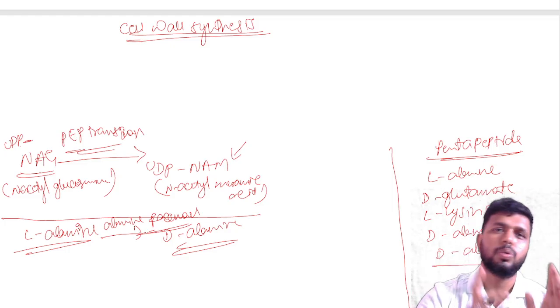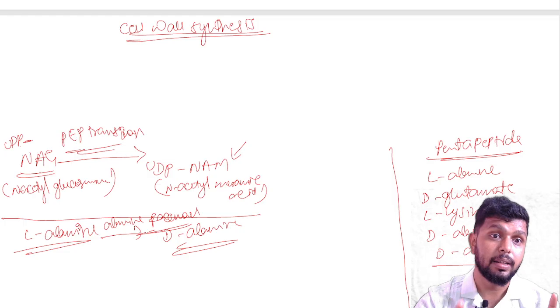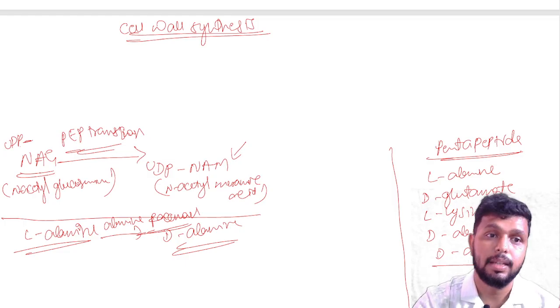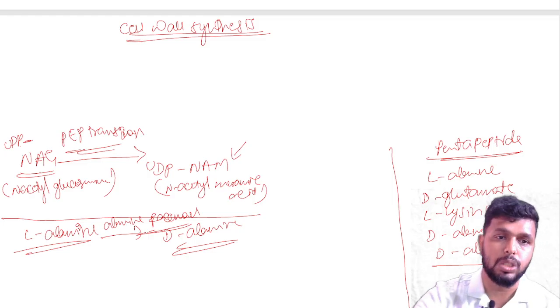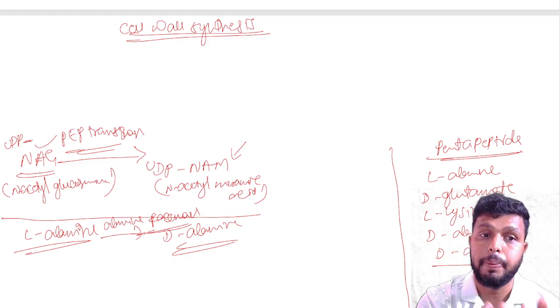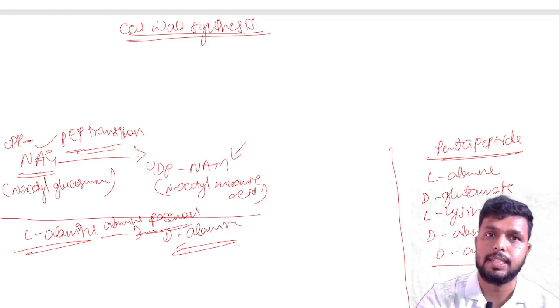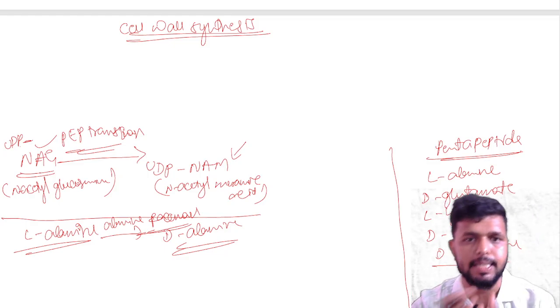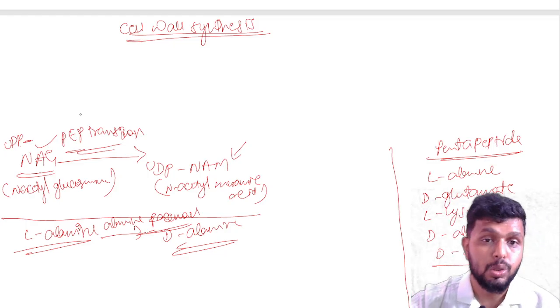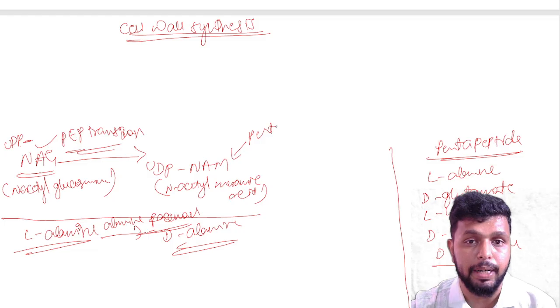Don't worry, we will go one by one. First, bacteria synthesize UDP N-acetyl glucosamine. This is completely the sugar portion, and phosphoenol pyruvate transferase will convert UDP N-acetyl glucosamine into UDP N-acetyl muramic acid. Okay, so to this UDP N-acetyl muramic acid, there is an attachment of a pentapeptide chain.